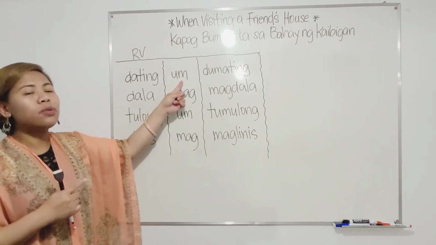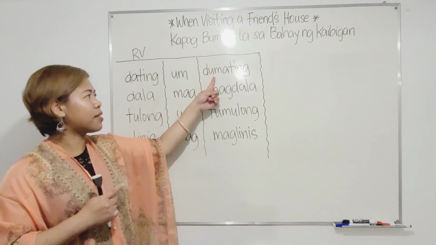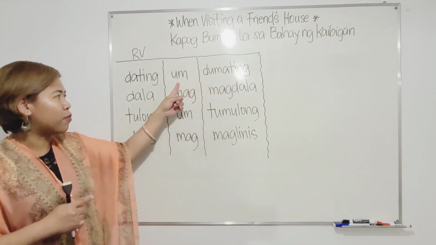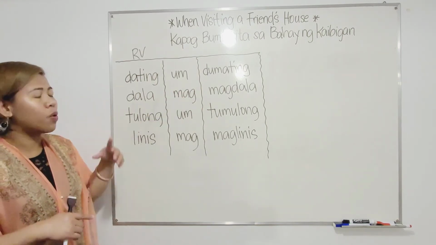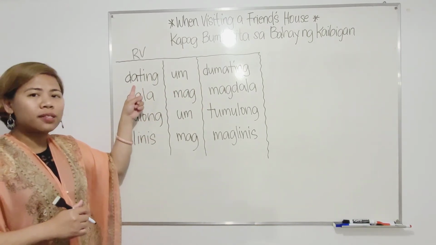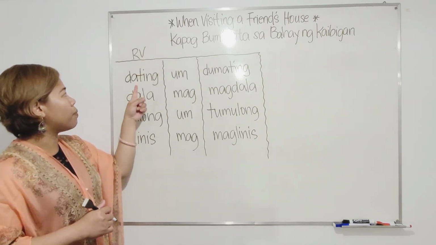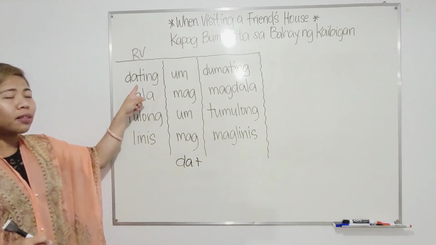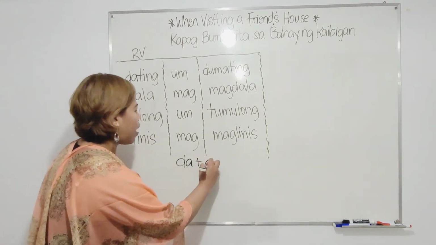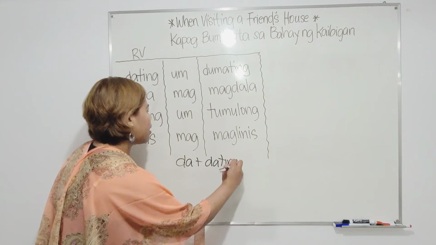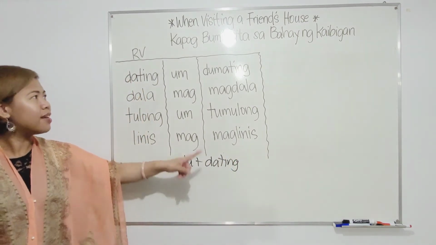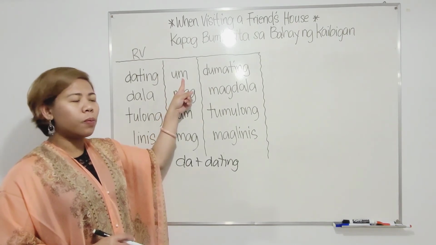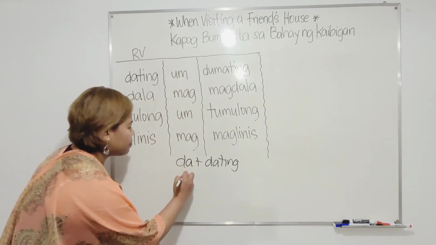So we do not use um yet. Um is an infix, and we are going to start using the um in the present form. But for the future tense, what we do, we copy the first syllable of the main verb or the root verb. Dating, the first syllable is da, plus the root verb, dating. So dadating. Dadating is the future tense.